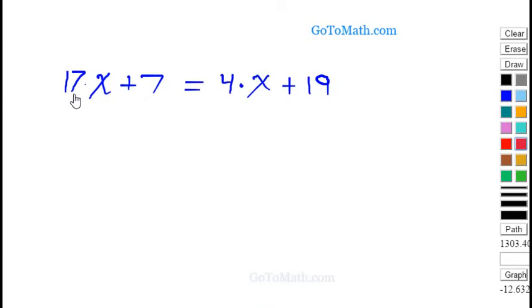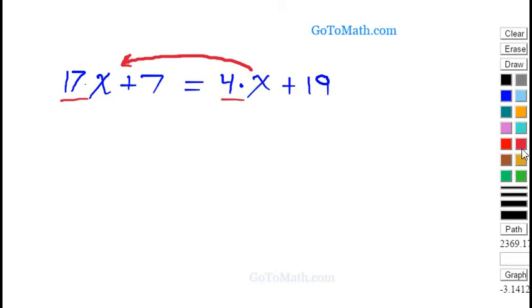We want to consolidate our x's, get them all to one side of the equal sign, and then get all our constants over to the other side. Now, since 17, this coefficient, is greater than this coefficient, we're going to take this guy over to that side. And when we take it over, whatever the sign is out here, which happens to be positive, becomes negative.